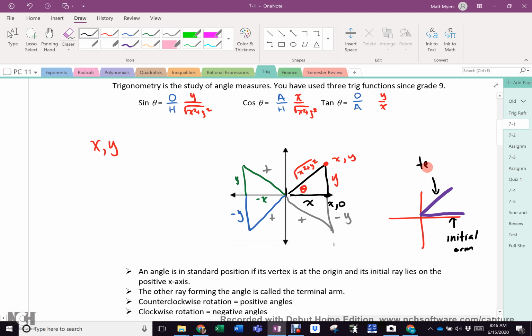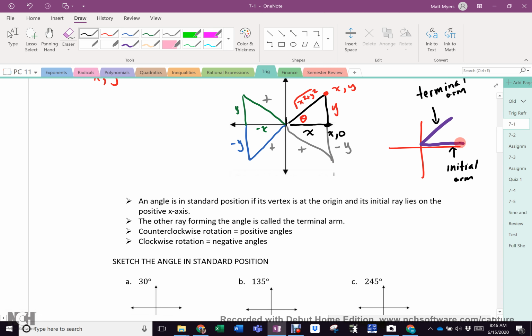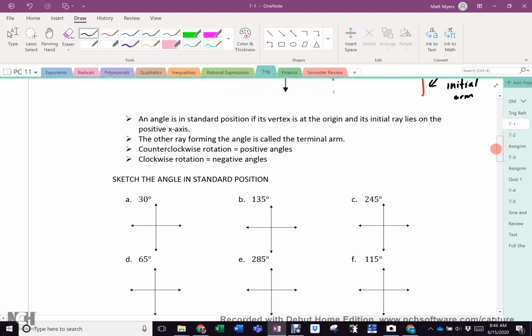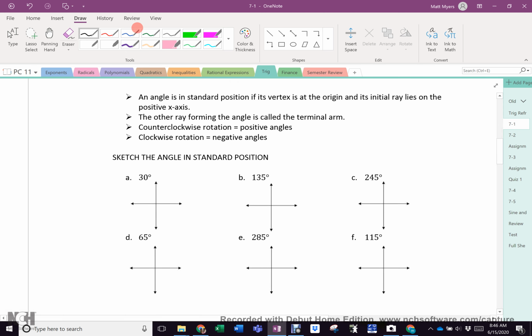This is the terminal arm. If I go that way from the x, they are a positive angle. If I go that way from the x, they are a negative angle. So let's practice this a little bit. Sketch the angle in standard position.